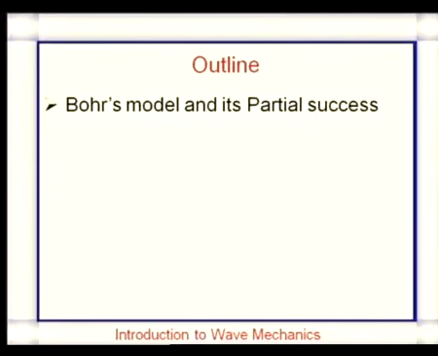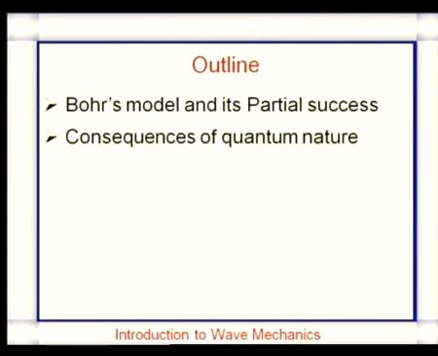To begin with, I'll briefly recall what we learned earlier about Bohr's model of atom and its inadequacy. In what way was it not good enough? Thereafter, I'll take up two consequences of the quantum mechanical nature of atoms and molecules, which are very pertinent to understand the behavior of atoms and molecules at a later stage, so that we can have a modern look, so to say, at the structure of atom.